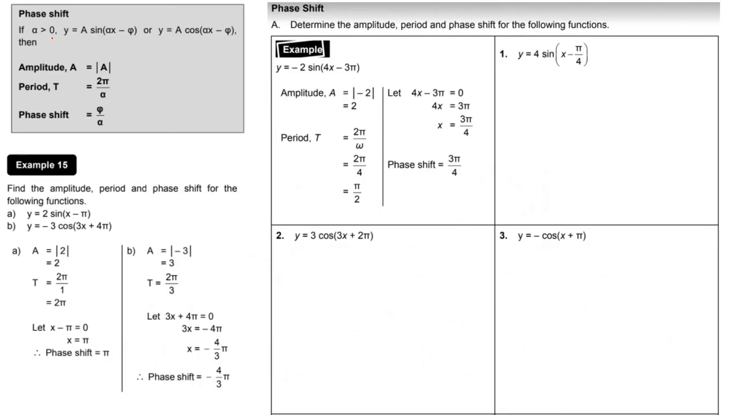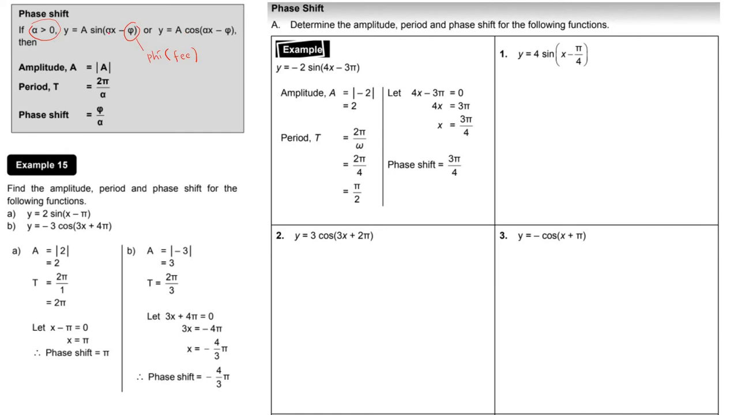Okay, now let's continue with phase shift. If alpha more than 0, so again, if alpha more than 0, okay, we did not discuss the case for alpha less than 0, only for alpha more than 0, then y equal a sine alpha x minus phi. Okay, this symbol is phi. We pronounce it as F-E-E, phi. Or y equal a cos alpha x minus phi.